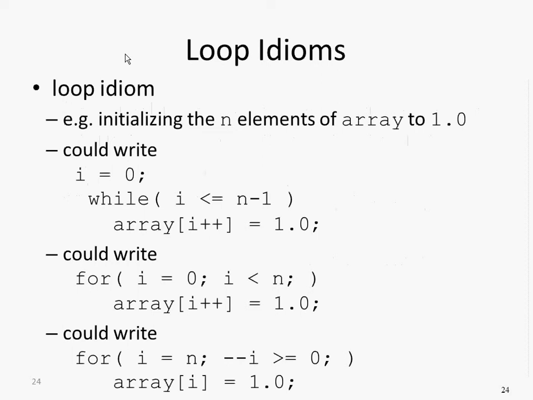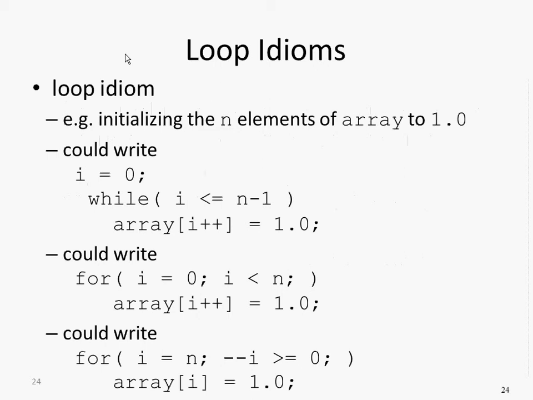Okay? So here's an example of looping. These are three different ways to express looping. We can use while, and we can have a while loop which starts at 0, where i starts at 0, and each iteration of the loop body increments i, all the way up to n minus 1, and it writes to an array. N is the number of elements in the array.